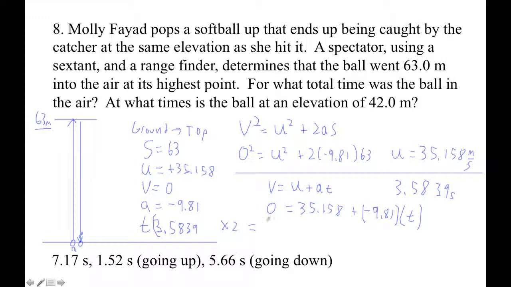And then to find the total time in the air, total being up and down, we are going to multiply that by 2. So that times 2 is 7.1677 seconds. So that's the total time in the air.